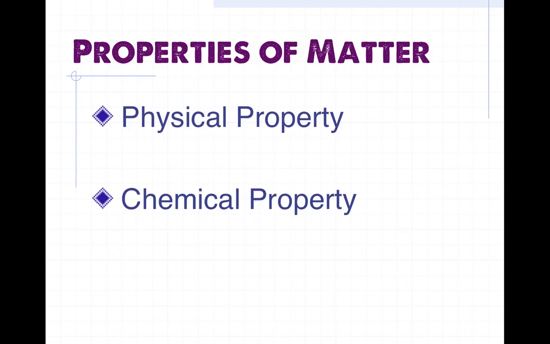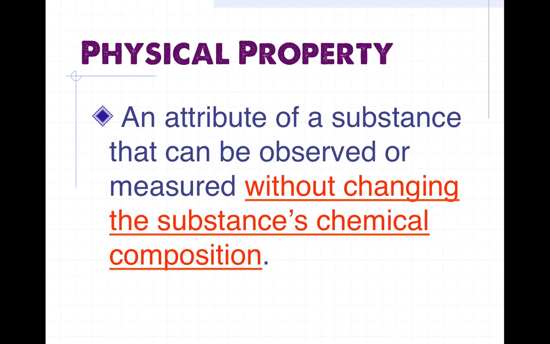So first we have properties of matter, and there are two types: a physical property or a chemical property. All properties of a substance will fall under these two categories. So let's look at a physical property. A physical property is any attribute of a substance that can be observed or measured without changing its chemical composition. That means if I can measure it without changing what it is actually made of, then it's a physical property.